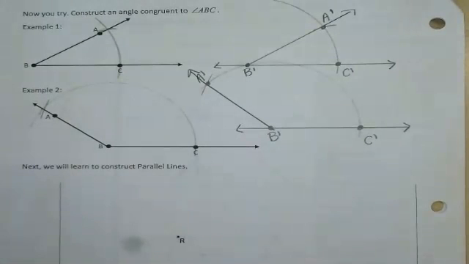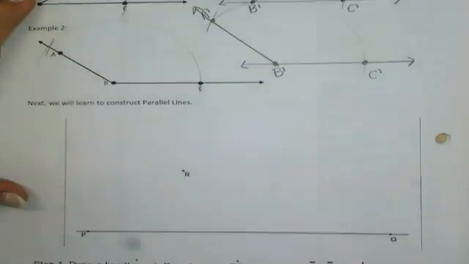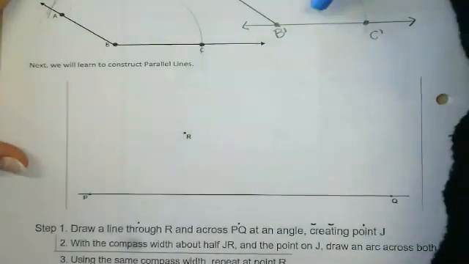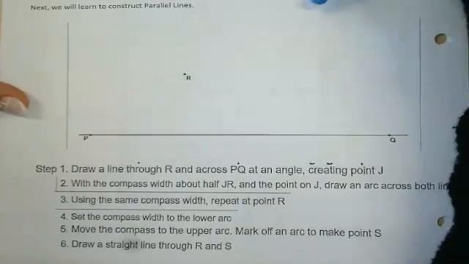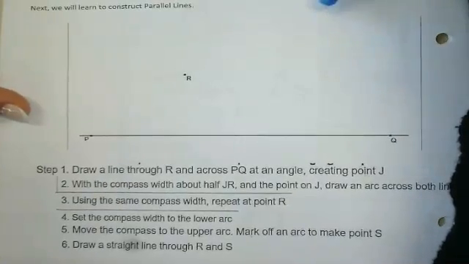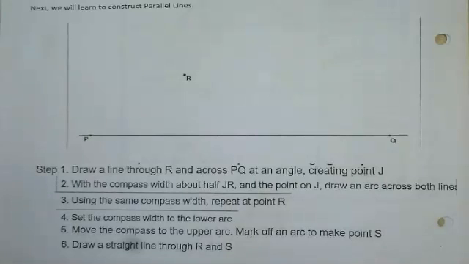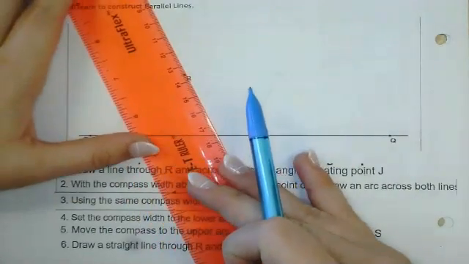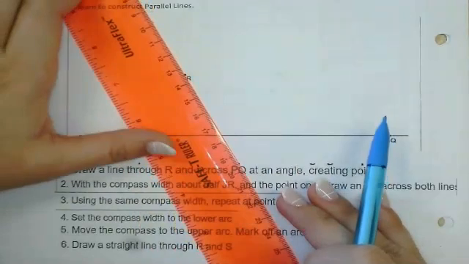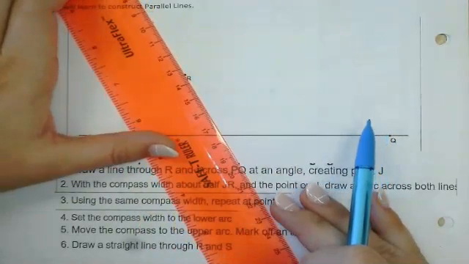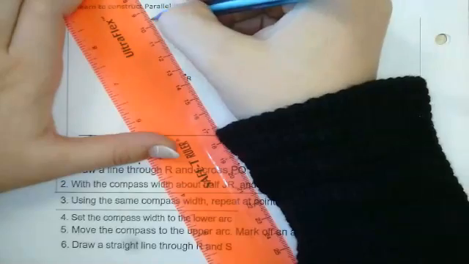All right, so now that we have our constructions of congruent angles down, we are now going to look at how we can construct parallel lines. So if you go down to the bottom of the page, they have a list of steps for us to follow to do so. So the first thing it says to do is draw a line through the point R right here and across PQ, the segment drawn down here. So I'm going to take my straight edge. I'm just going to draw some segment that will intersect both of these.